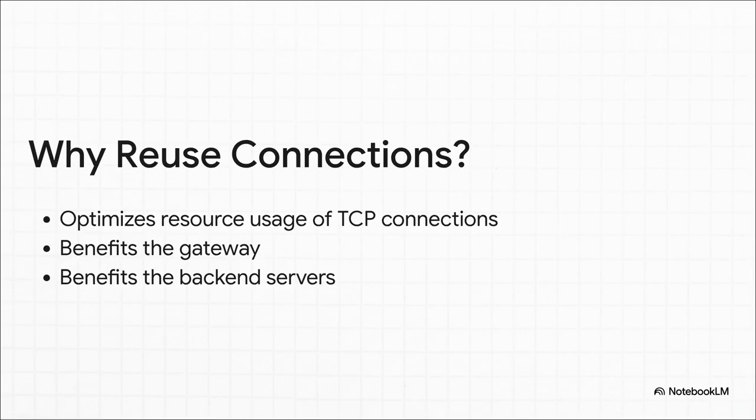Now, you might be asking, why do this? Well, it's all about optimization. Constantly setting up new TCP handshakes is expensive, both for the gateway and for your servers. By reusing connections that are already open, the gateway saves its own resources and, maybe more importantly, it takes a huge load off your backend servers. It really is a win-win for overall efficiency.